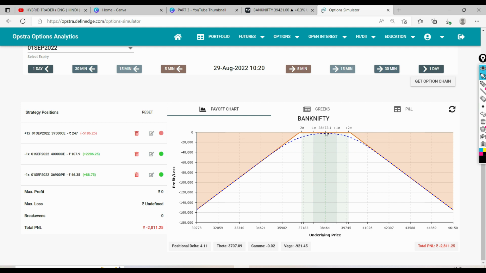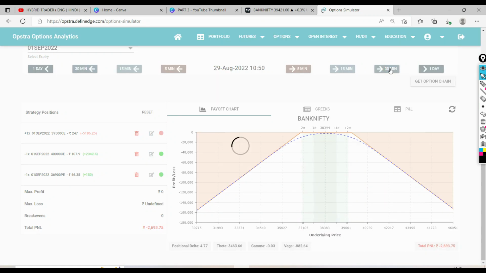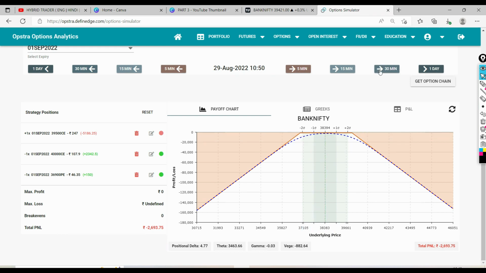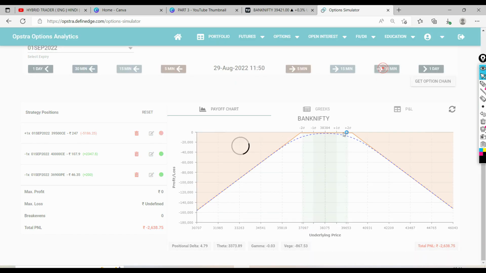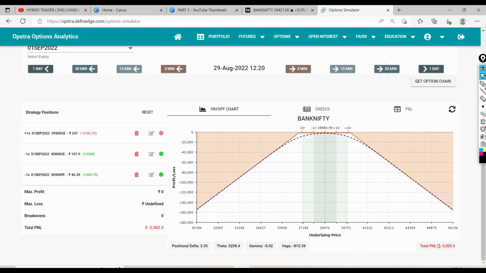For me, my maximum loss is anyway 1330. So almost 60% loss I've been able to reduce. Now what I'll do, I'll go to 30 minutes. This vertical line plays a very important role. In the 30 minutes chart, it is more or less balanced, so I won't even give it any importance.